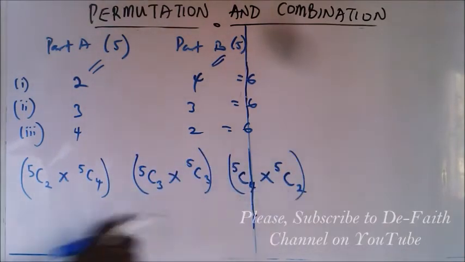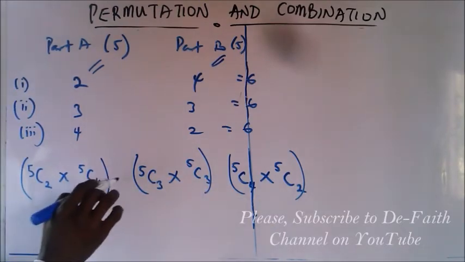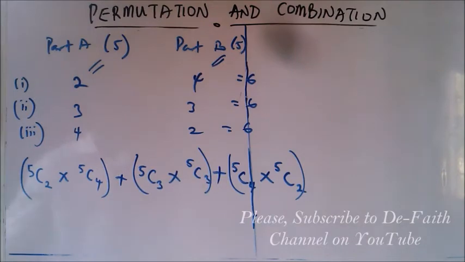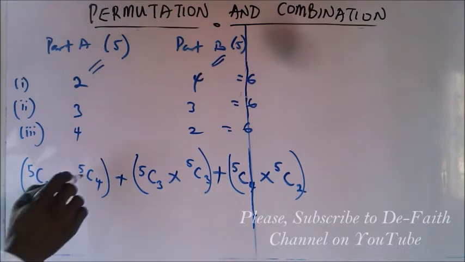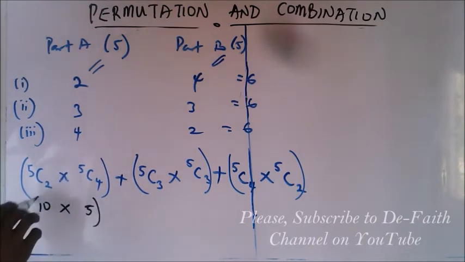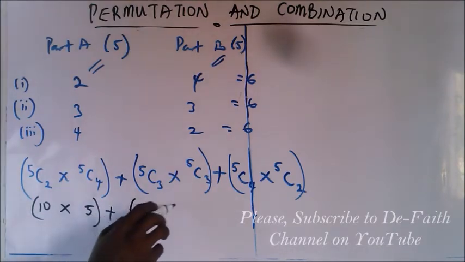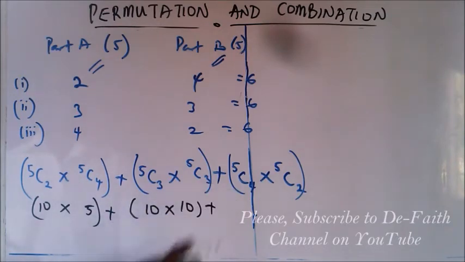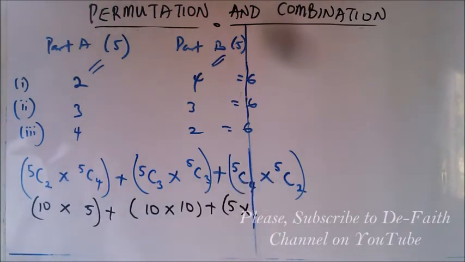Now with all this, he can answer anyhow, so either like this or like this or like this, and because of that "or", it will bring an introduction of plus in between. Alright, and so what we need to do is to find 5 combination 2. So 5 combination 2 gives 10 multiplied by 5 combination 4, which gives 5, plus 5 combination 3, which gives 10 multiplied by 5 combination 3, which is also 10, plus 5 combination 4, which is 5, times 5 combination 2, which is 10.